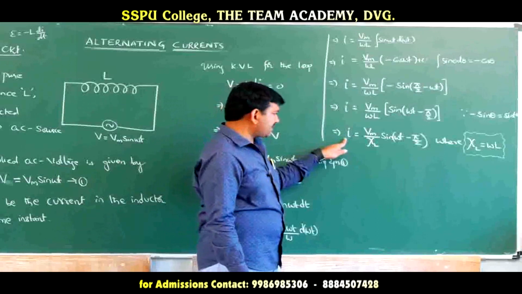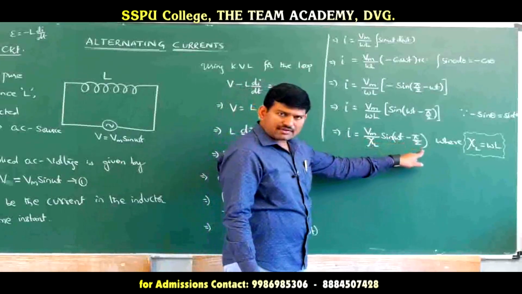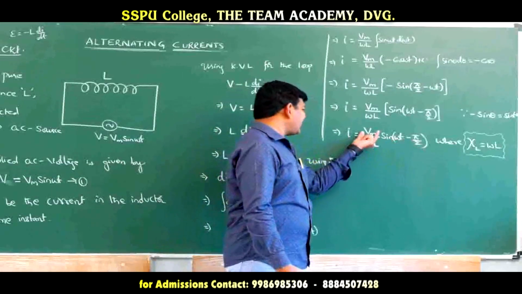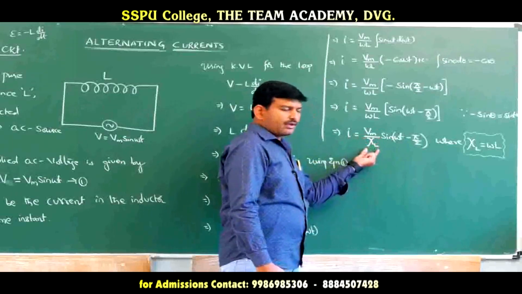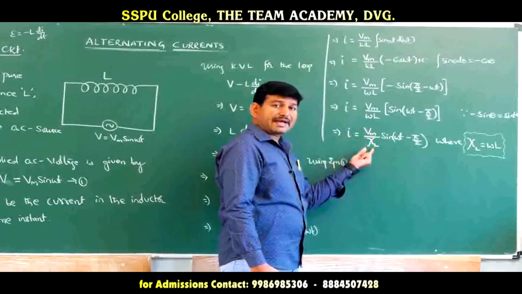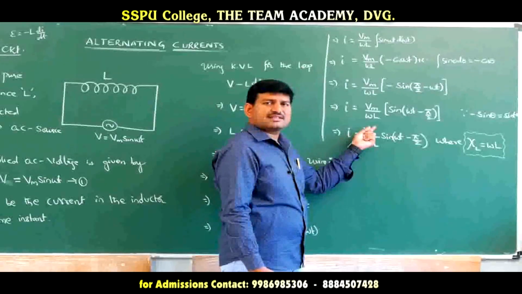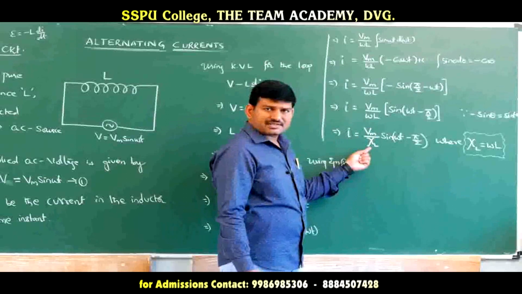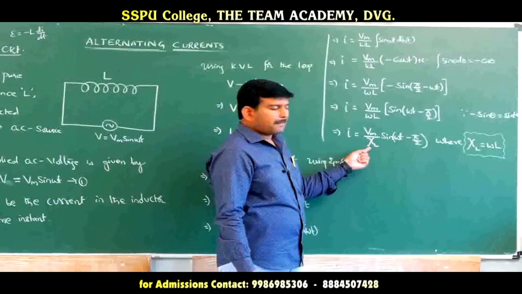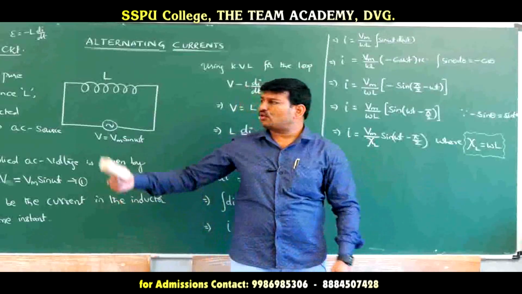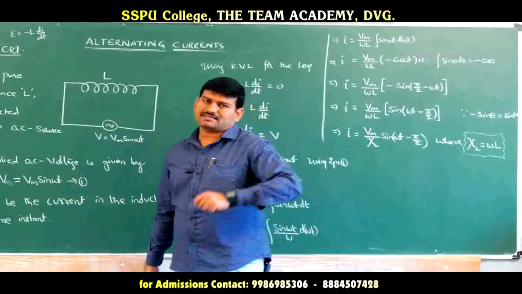Left hand side term is current. Sine function does not have any physical meaning. Therefore, this entire term should represent current. Vm by χL should represent the maximum current. If this represents the maximum current, Vm being the voltage, then this must represent the resistance term. But the resistance in this inductor is called inductive reactance.